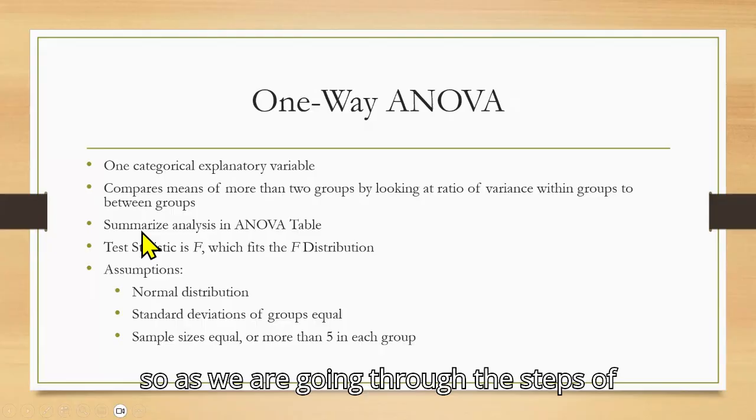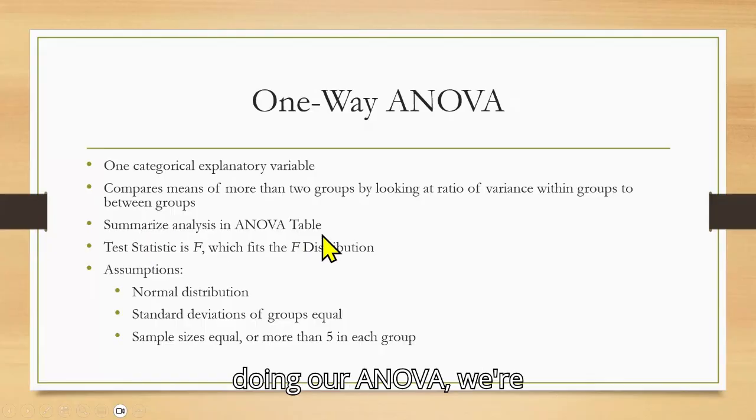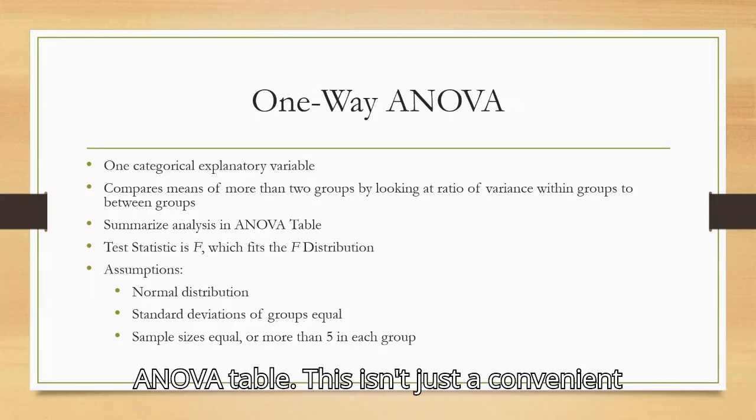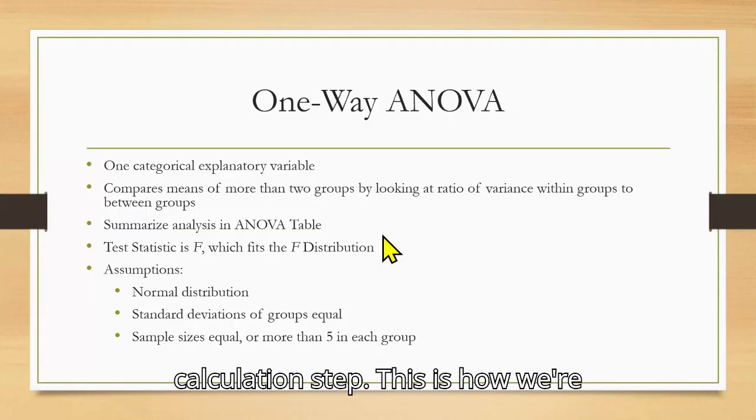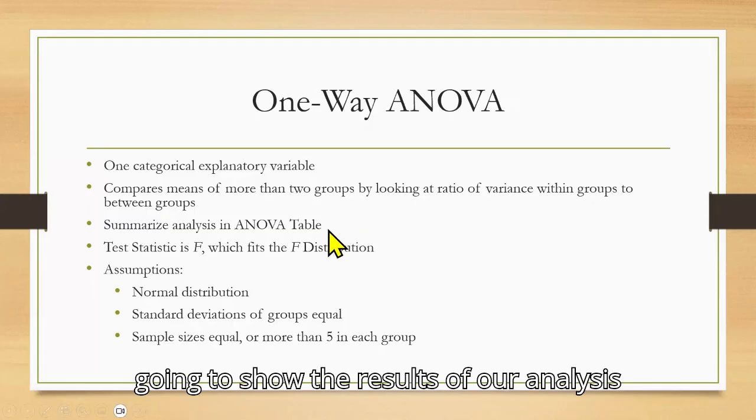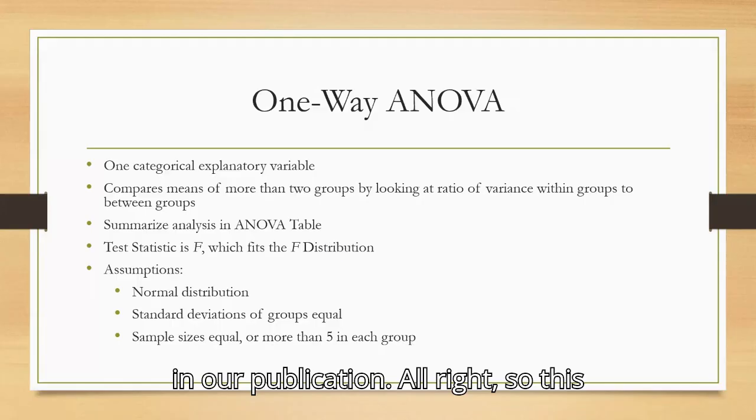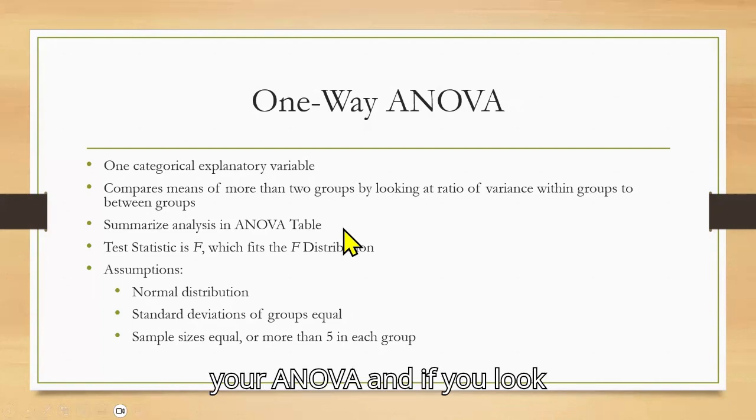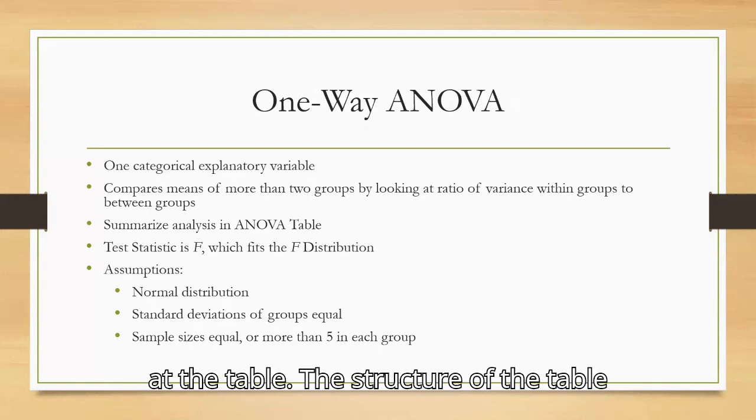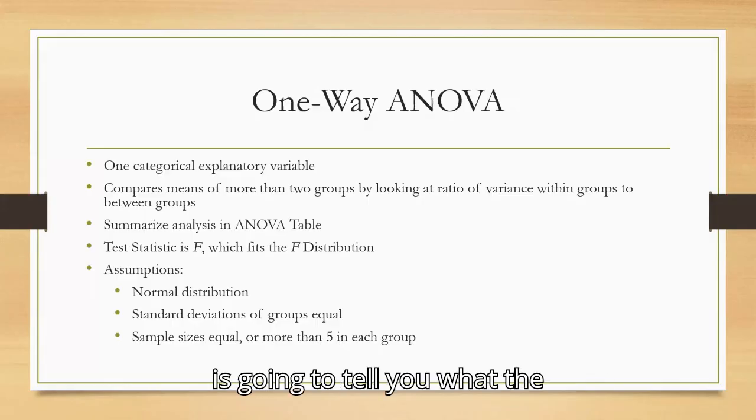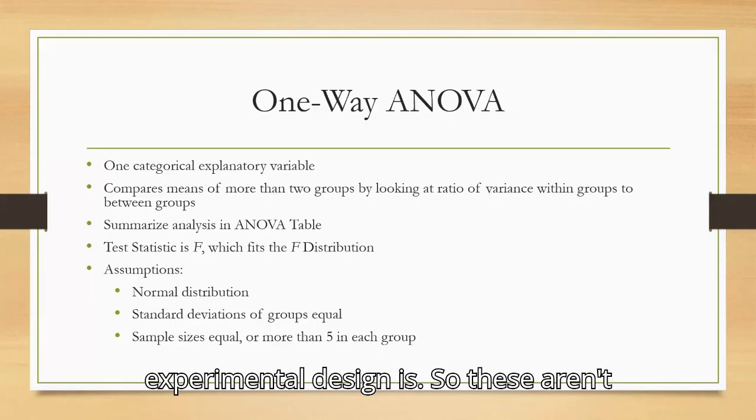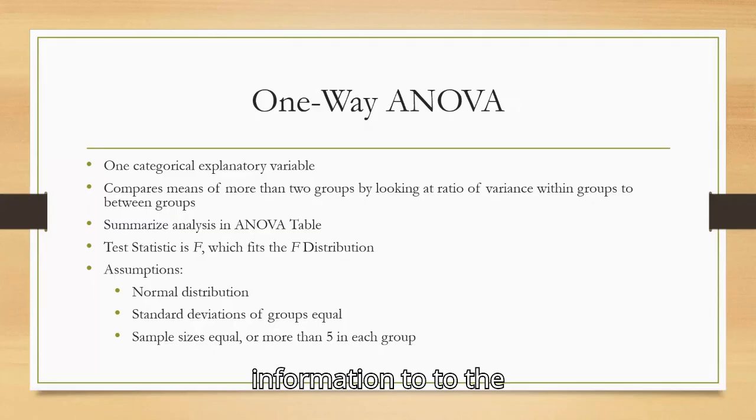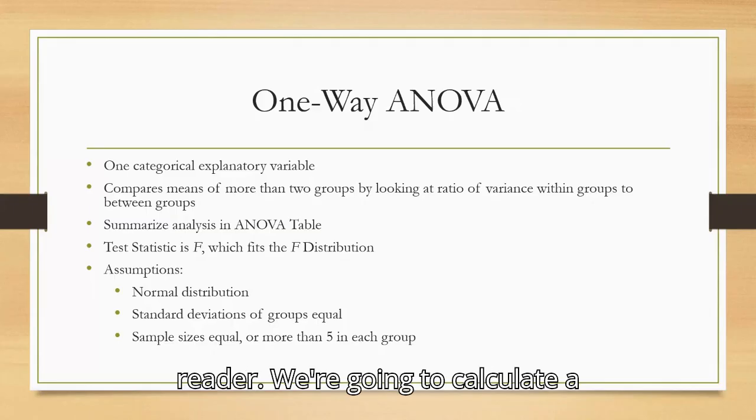All right, so as we are going through the steps of doing our ANOVA, we're going to summarize the results into an ANOVA table. This isn't just a convenient calculation step. This is how we're going to show the results of our analysis in our publication. All right, so this is a formal summary of the results of your ANOVA, and if you look at the table, the structure of the table is going to tell you what the experimental design is. So these aren't just a convenient summary table, they convey a lot of information to the reader.